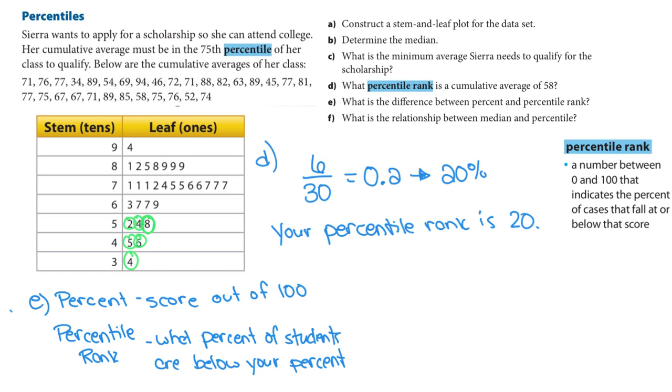And what is the relationship between the median and the percentile? So the median, and we saw that in the definition, is equal to the 50th percentile because both of those represent the halfway point.